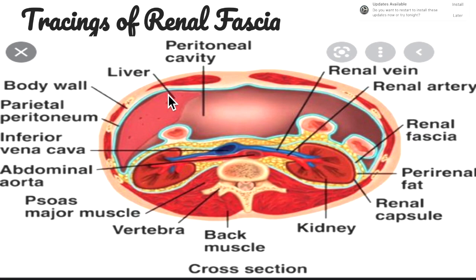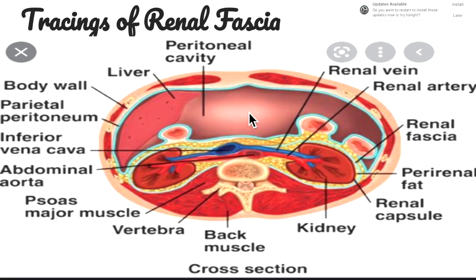Now we'll see the tracings of renal fascia in this image. This is a transverse section of the trunk, done at the level of the lumbar vertebra, with the two kidneys on either side and the great blood vessels in the midline.